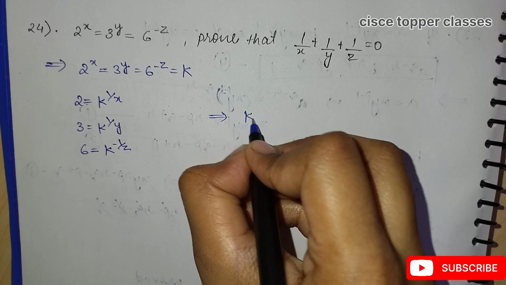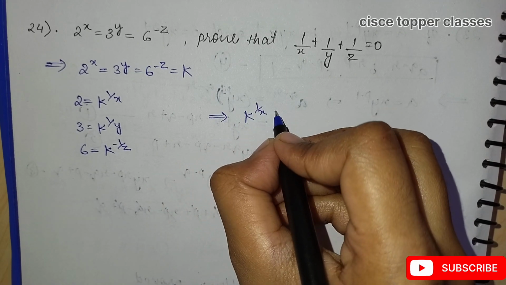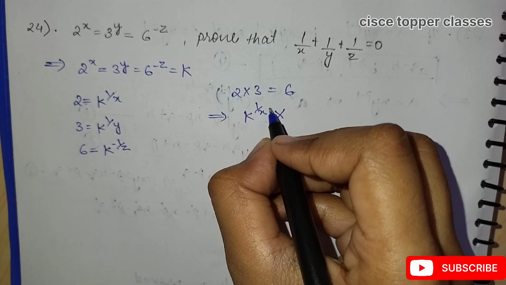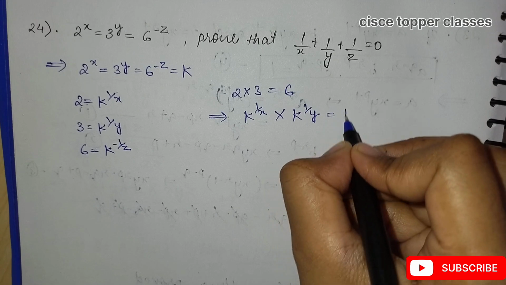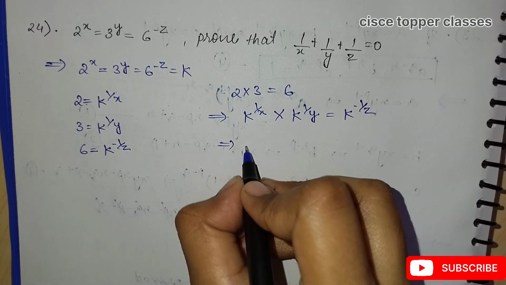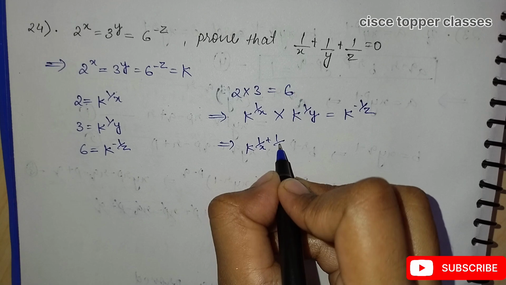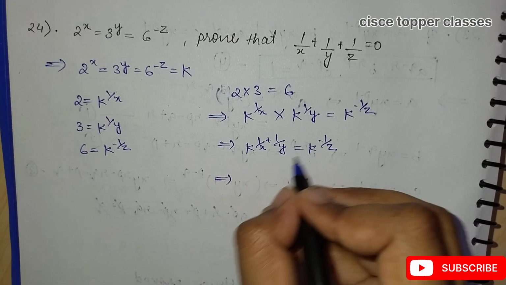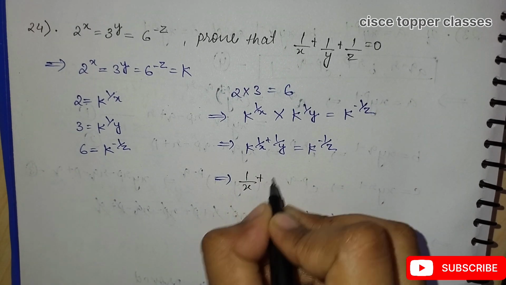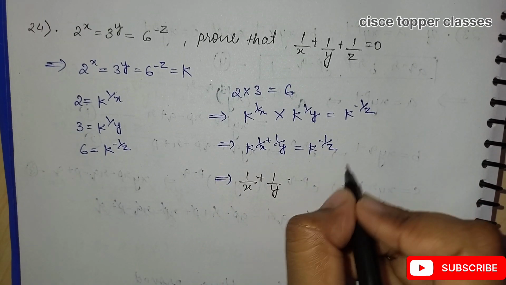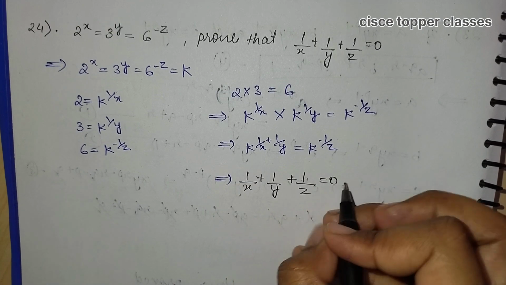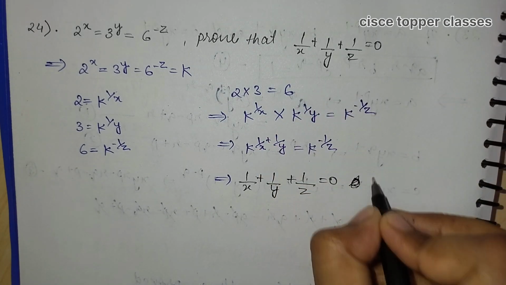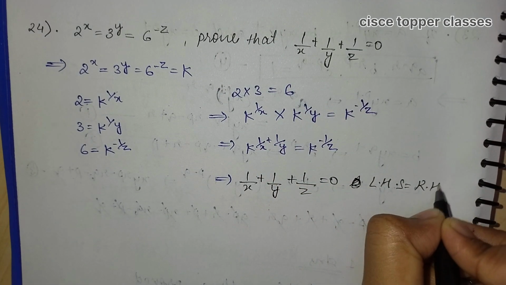On multiplying, we will get k to the power 1 by x, and on multiplying 2 into 3 it is equal to 6. So we'll put k to the power 1 by x, k to the power 1 by y, equal to k to the power minus 1 by z. So it will be k to the power 1 by x plus 1 by y equal to k to the power minus 1 by z, which on comparing the powers of k, we will get 1 by x plus 1 by y, and here it is minus 1 by z, so 1 by x plus 1 by y plus 1 by z equal to 0 as the answer. So hence we have proved this in this question. LHS is equal to RHS, hence proved.